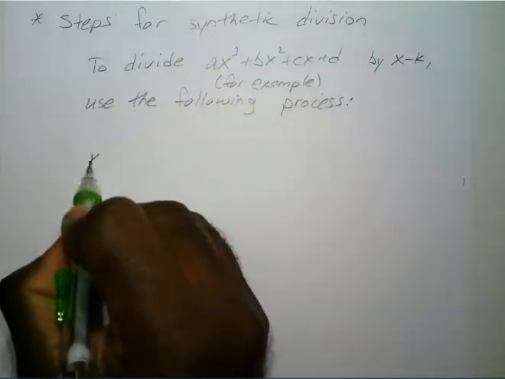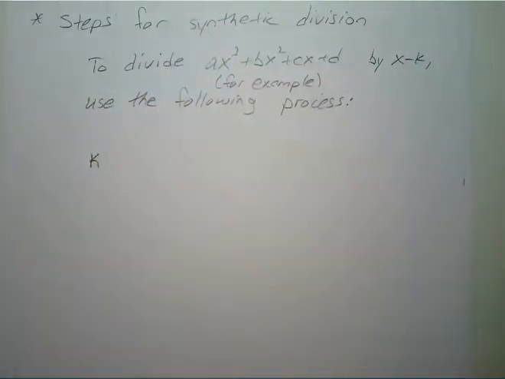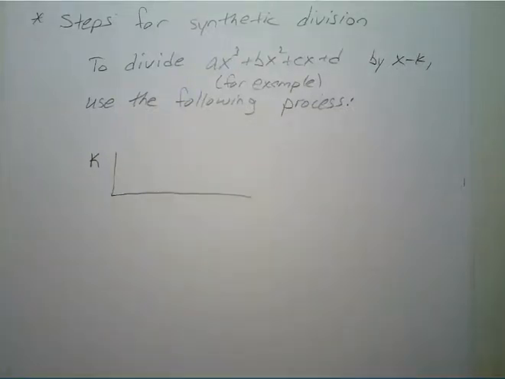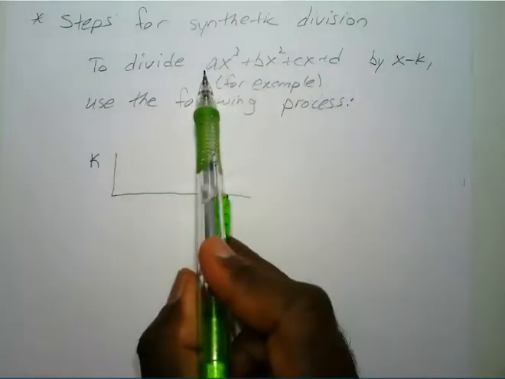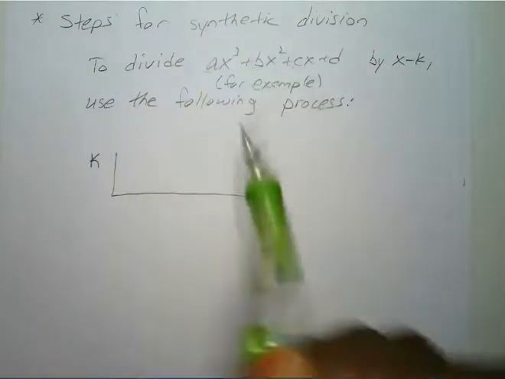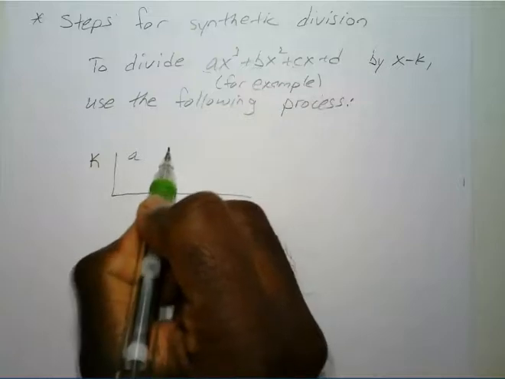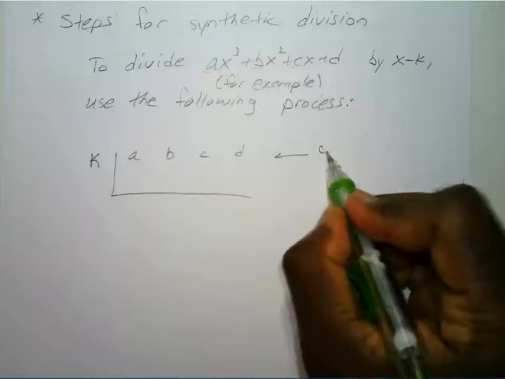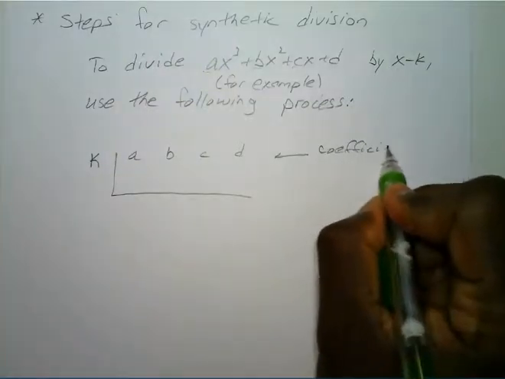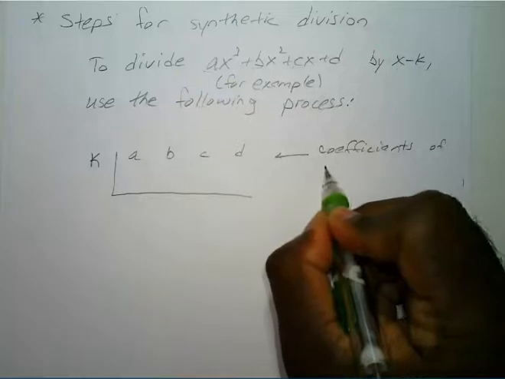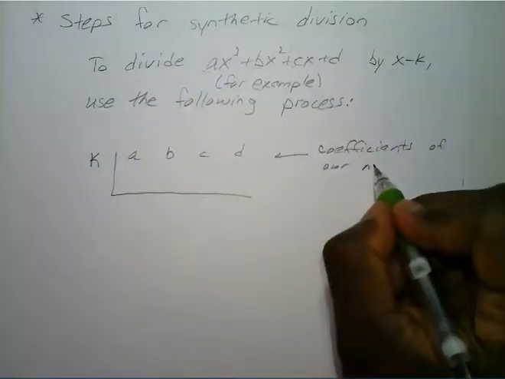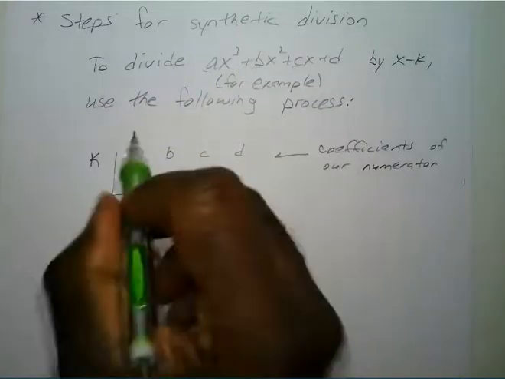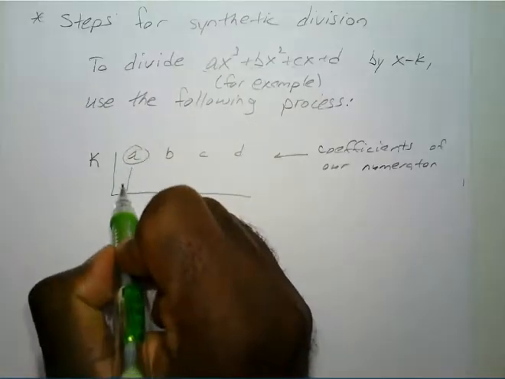You're going to write your k value. Then you're going to write what looks like an upside down division bracket. And then all of your coefficients, your a, your b, your c, and your d, you're going to put here. These are the coefficients of our numerator, or our dividend. The first thing you're going to do is bring down that first coefficient.